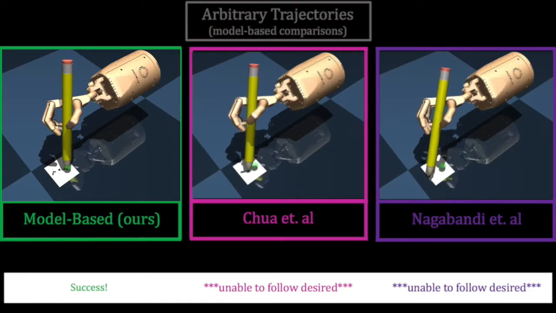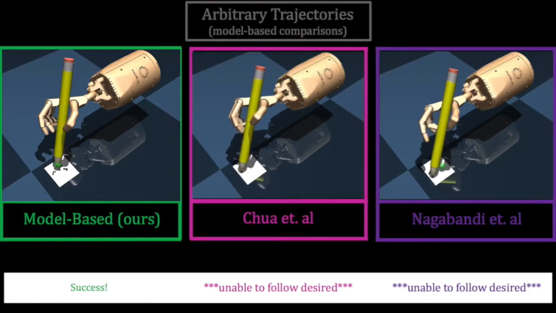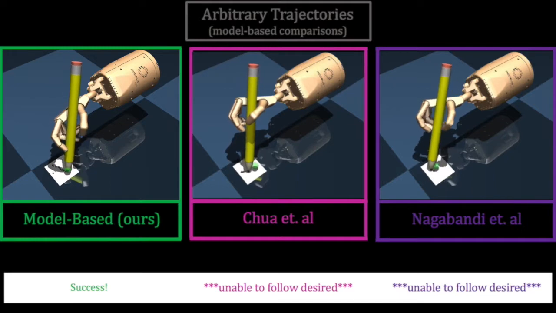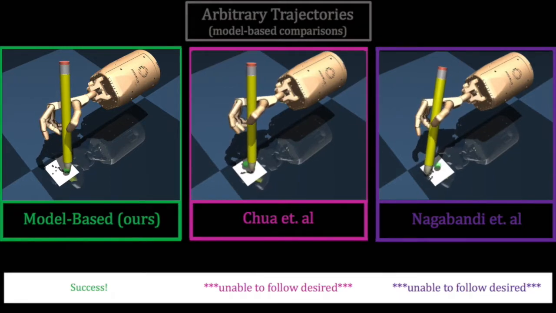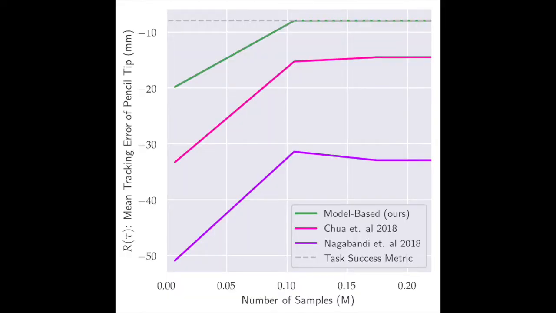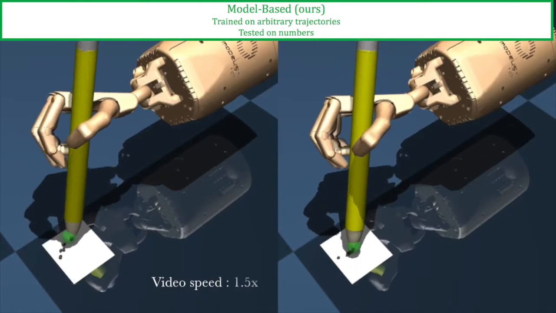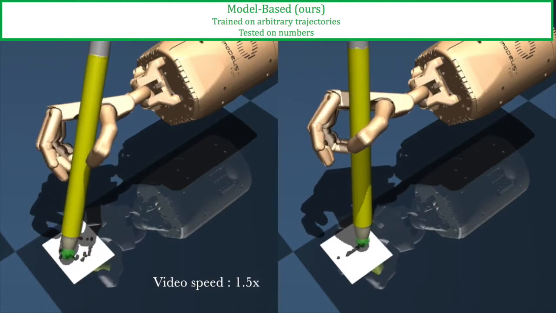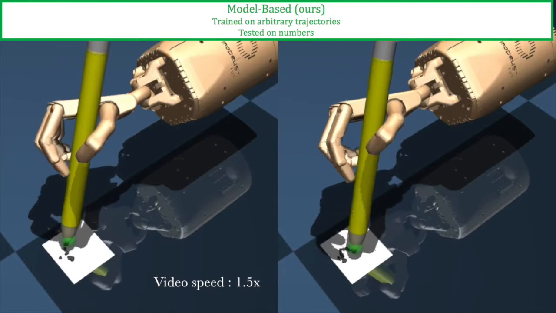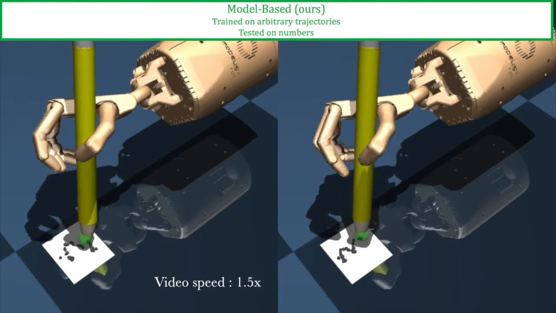We also compare our method to these two prior model-based methods. We see that they too, like the model-free methods, are unable to escape local minima and succeed at this task that requires precision, coordination, and versatility. Finally, we show that our method can not only write arbitrary trajectories, but that same model can also be applied at test time to write new characters or digits, as shown here.